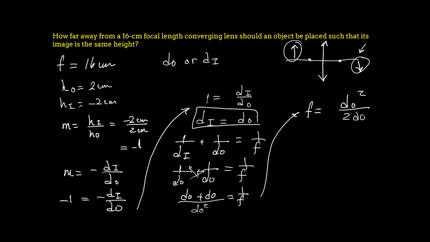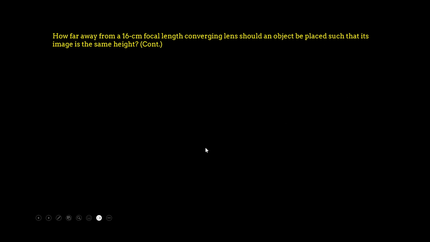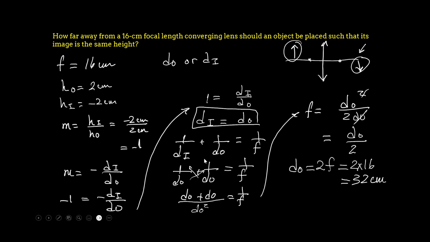So what do I have here? DO squared over DO, one of them cancels out. So now I can cross multiply and find that DO is 2F, or 2 times 16, or 32 centimeters. So the distance to the object is 32 centimeters. The distance to the image is also 32 centimeters. And we did not need the magnification page. Magnification was not asked for.